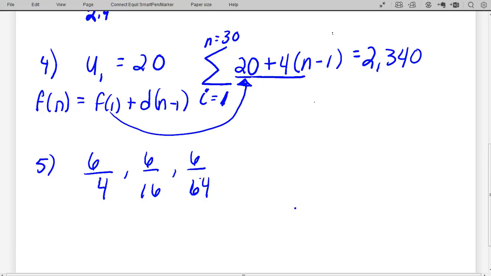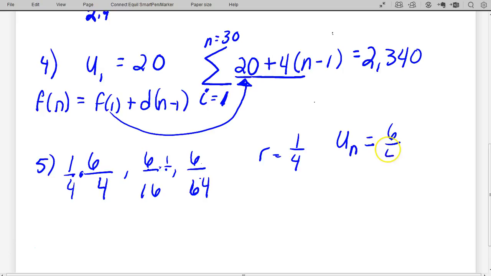Since the numerator is staying the same each time, we're not adding anything. What we're doing is multiplying. And it looks like what we're multiplying by is 1/4, right? 6 times 1 is 6, and 4 times 4 is 16. Then if I multiply this by 1/4, 6 times 1 is 6, 16 times 4 is 64, so my common ratio is 1/4.